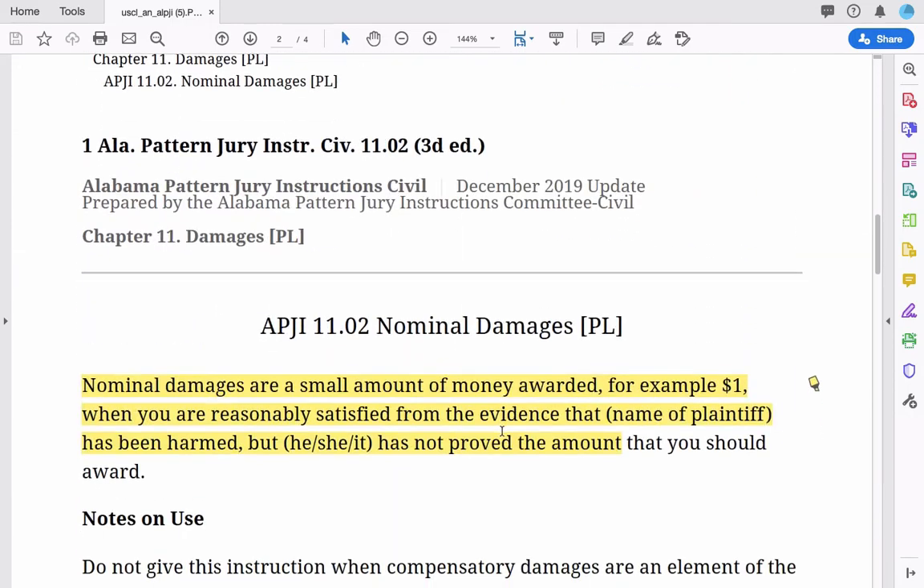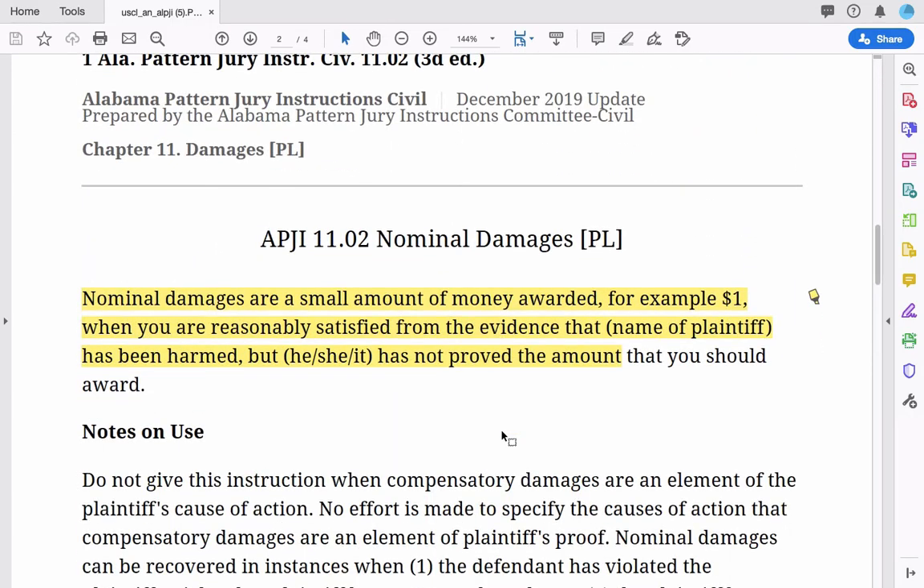The next category may seem a little bit odd, but these are called nominal damages. It's a small amount of money awarded, for example maybe $1, when you're reasonably satisfied from the evidence that the plaintiff has been harmed, but the plaintiff was not able to prove the amount. Sometimes you'll see businesses fight and the plaintiff will be successful and the jury will say, we're awarding you $1. It's kind of unsatisfying, right? You do all this, you get $1. But there is sort of a moral victory.